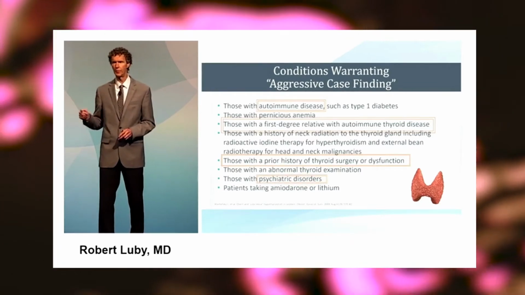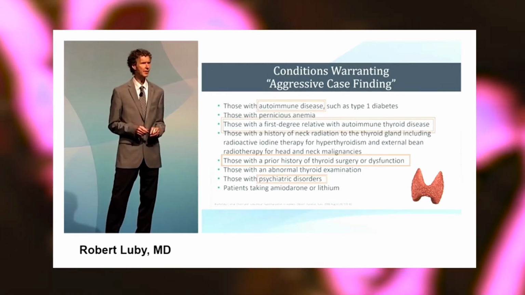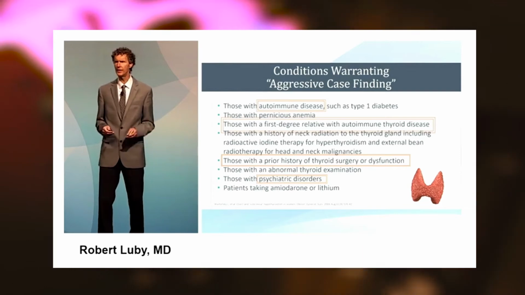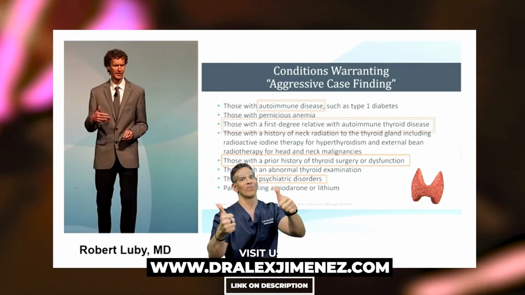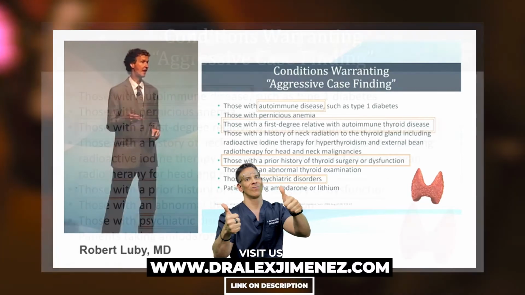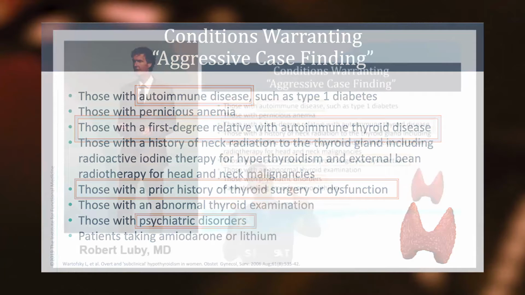Family member with autoimmune thyroid disease. But look at the next ones. Anybody with a psychiatric disorder, anxiety, depression, how often do we see that? Justification for aggressive screening, right? Or aggressive case finding, I should say. If you've had thyroid surgery, or even a history of thyroid dysfunction in the past.